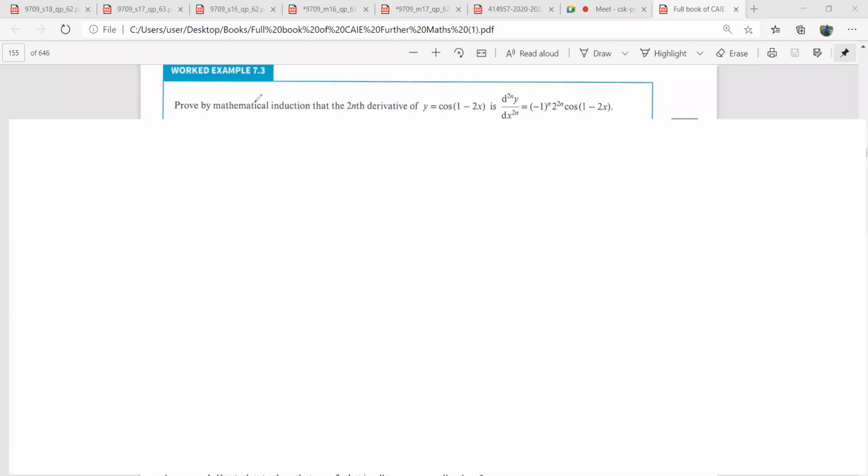This is the last type of the problems that we have to prove in mathematical induction. That is the derivatives. Now it says prove by mathematical induction that the 2nth derivative of this is this. So this is basically the 2nth derivative. You have your y is equal to cos of 1 minus 2x, and we have it here. I'm not going to write this again.